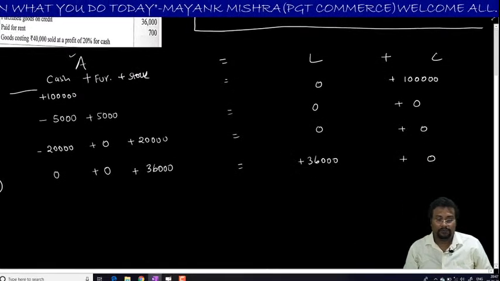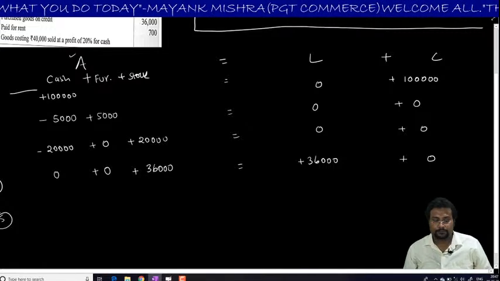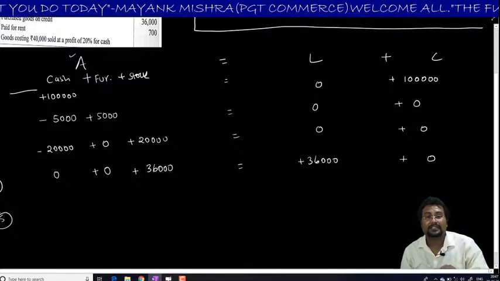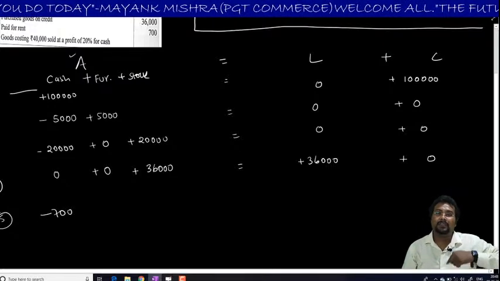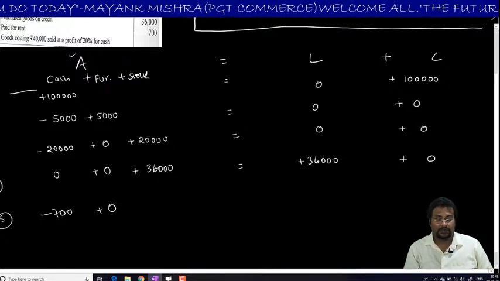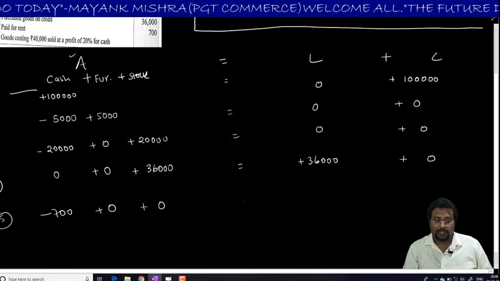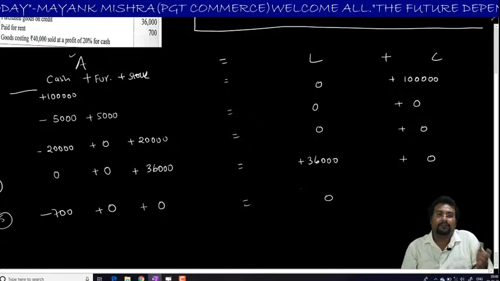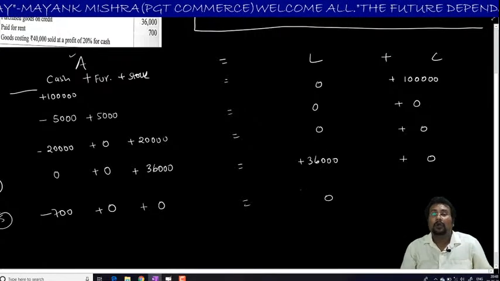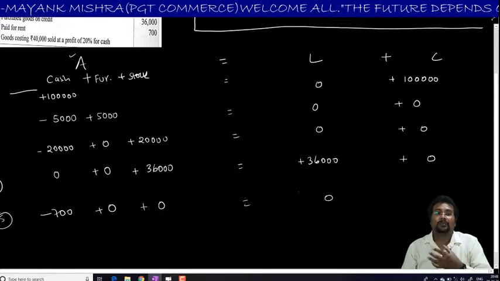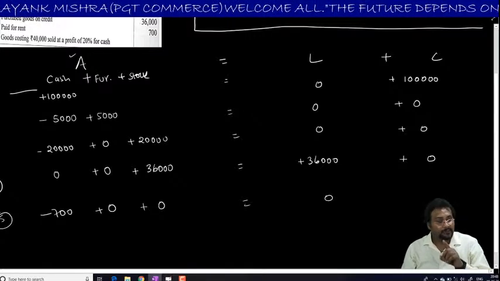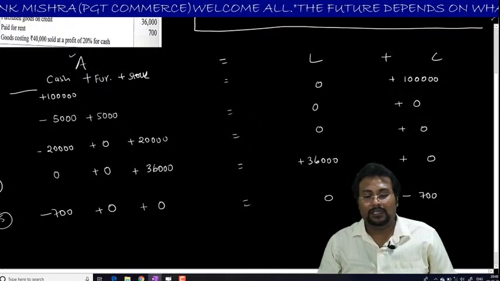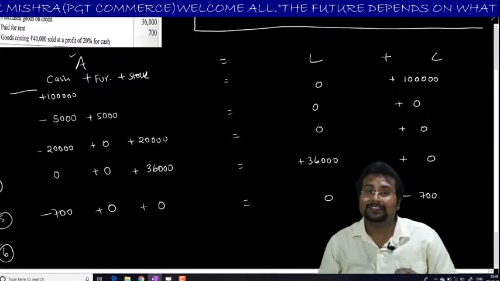Now the fifth one: paid for rent 700. When we are paying the rent, our cash will decrease, so 700 minus from cash. On furniture, effect will be 0. On stock, effect will be 0. No future payment because we already made the payment. Paying rent is considered our expense, and expense will be minus from capital, as I told you in the beginning. So capital minus 700 as an expense.